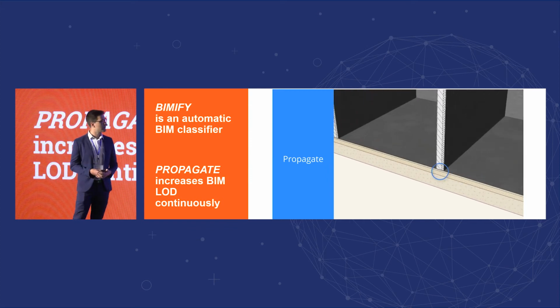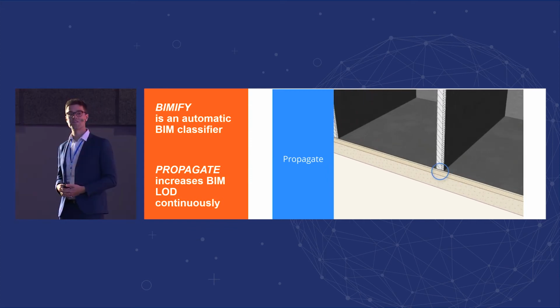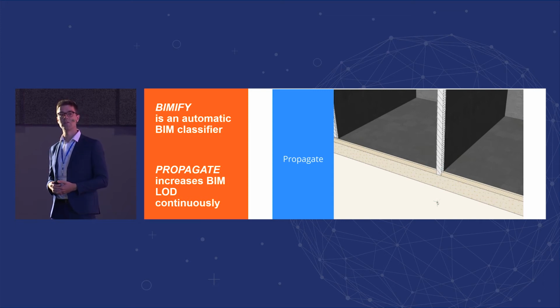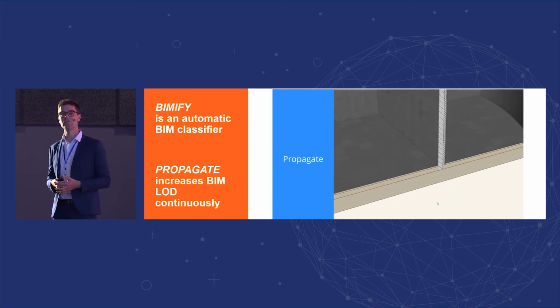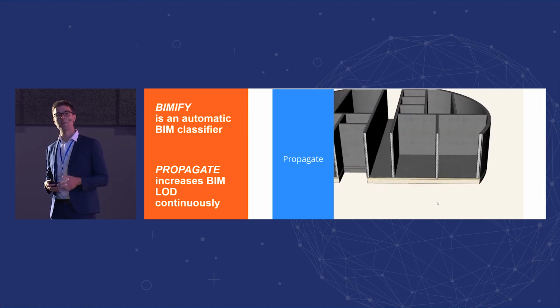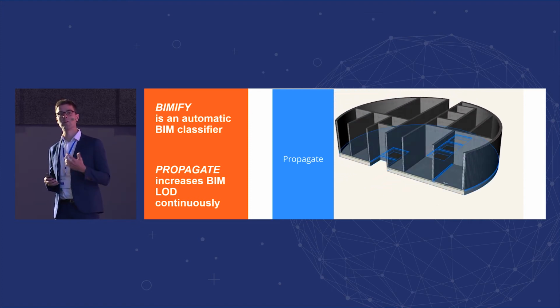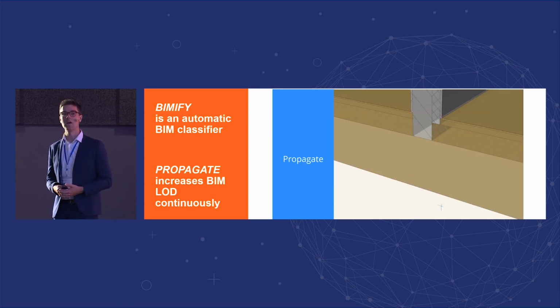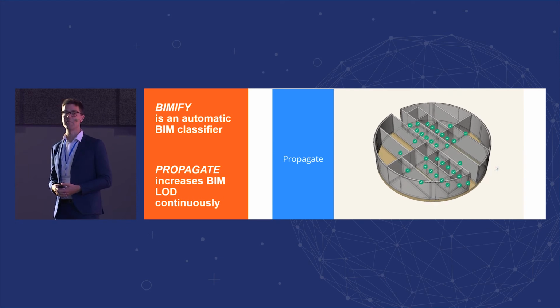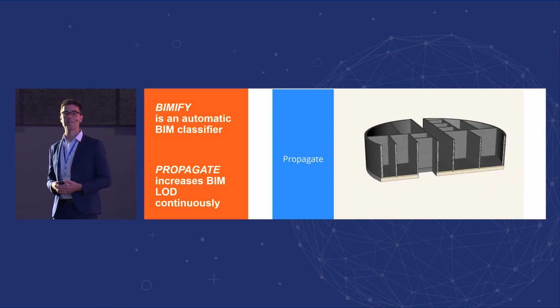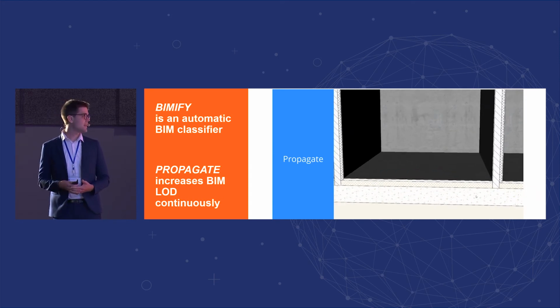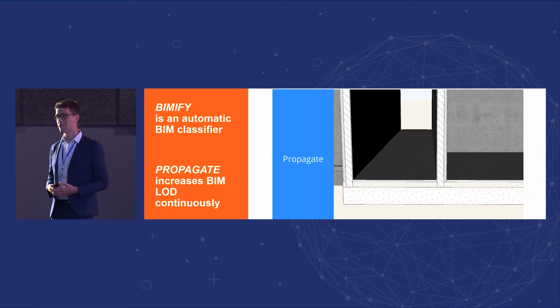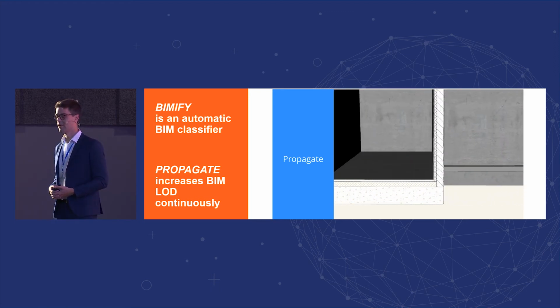A second example is Propagate, which is a technology that can propagate a detailed connection throughout the rest of your model. So we have modeled a detailed connection between a wall and a slab, and this propagate technology will automatically try to find similar places in the model where the same detail can be applied. So again, it allows you to very quickly add BIM information or level of detail in your BIM model.